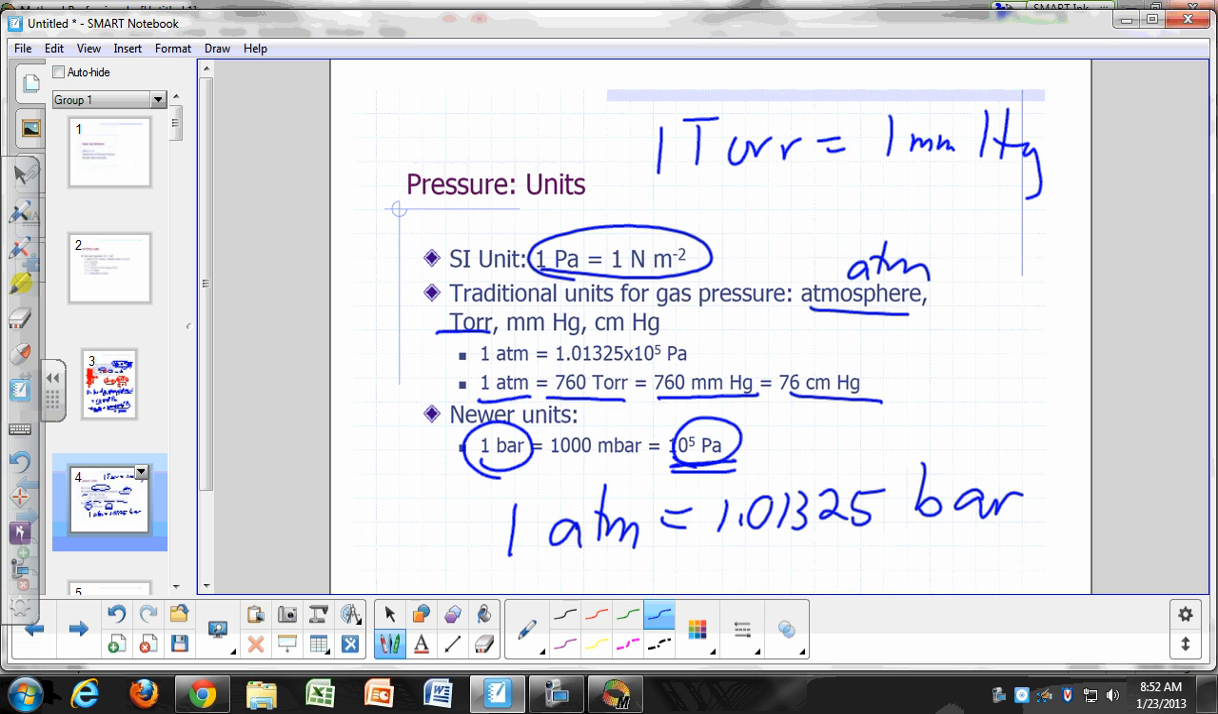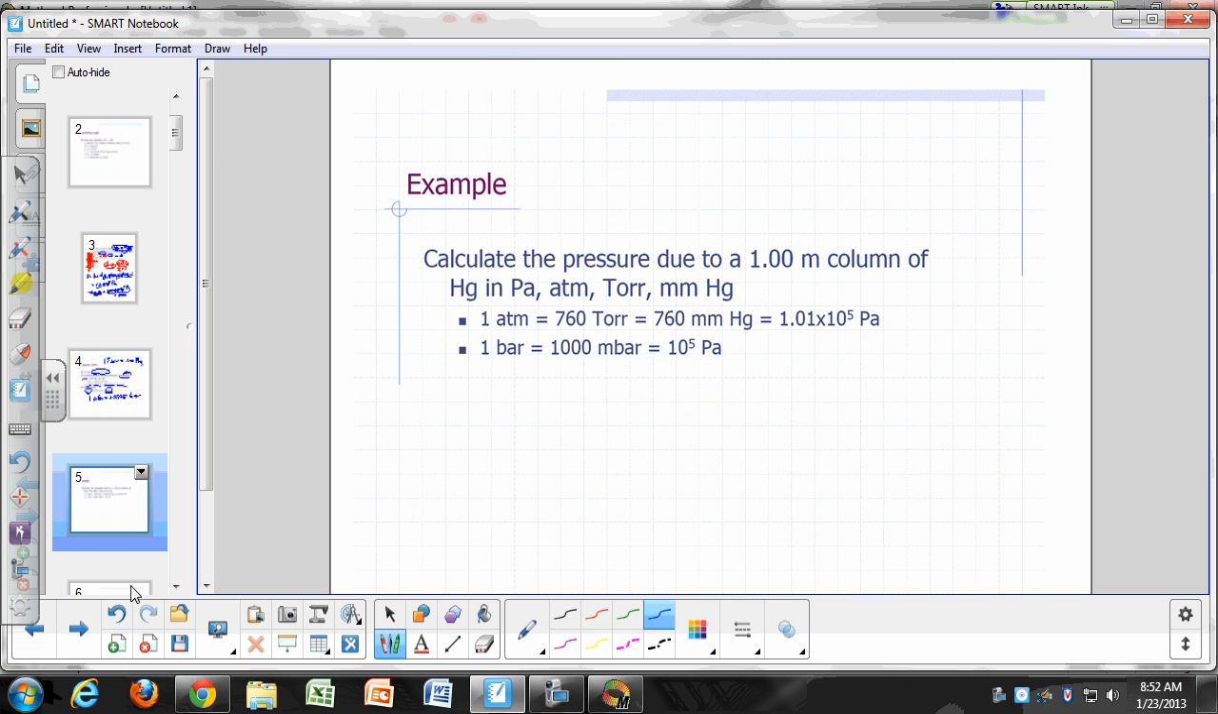Okay, 10 to the fifth Pascal is a bar. A millibar would be 1/1000 of a bar. Okay, so if you look at news reports about hurricanes, for example, you'll notice they now give the pressure in the eye of the hurricane in terms of millibars.